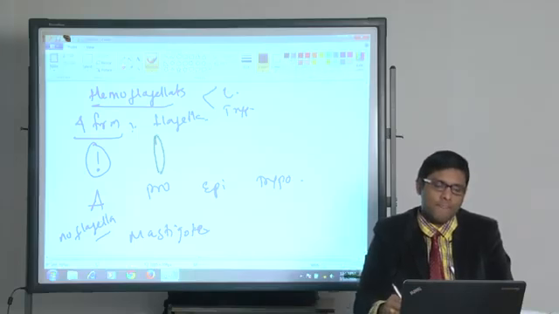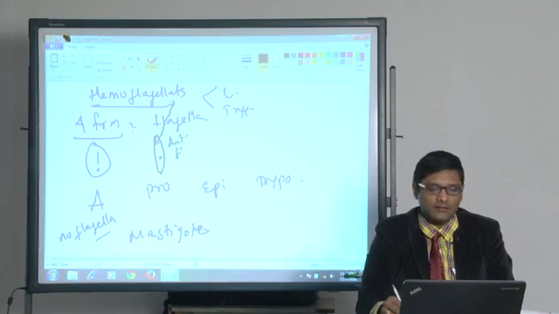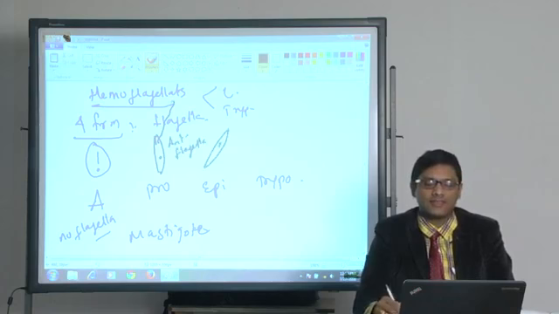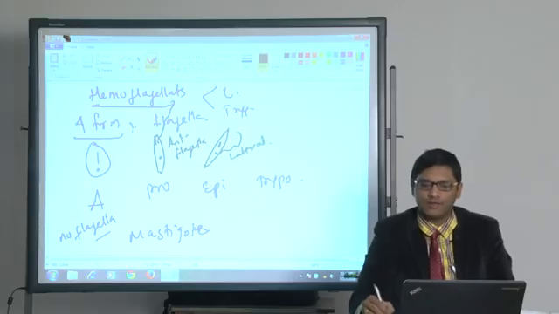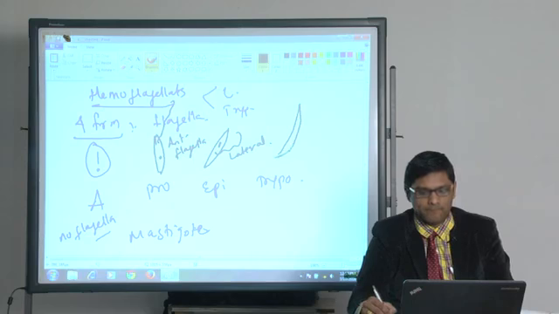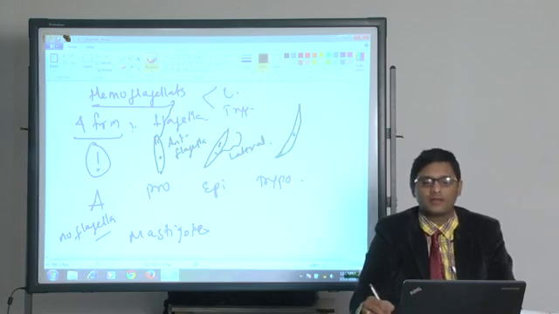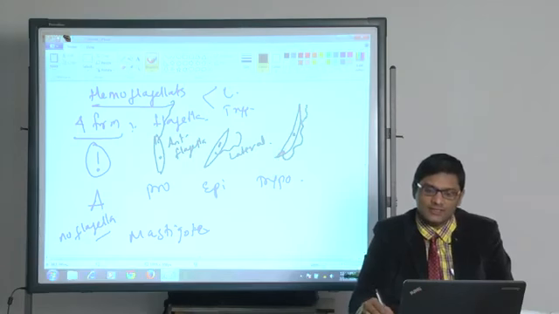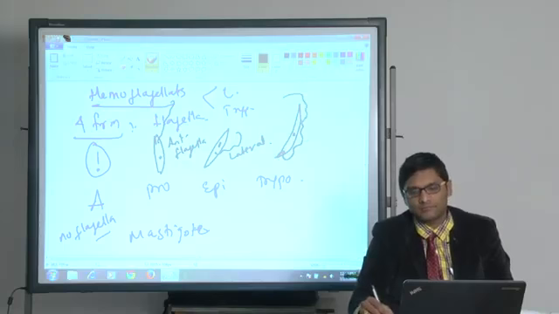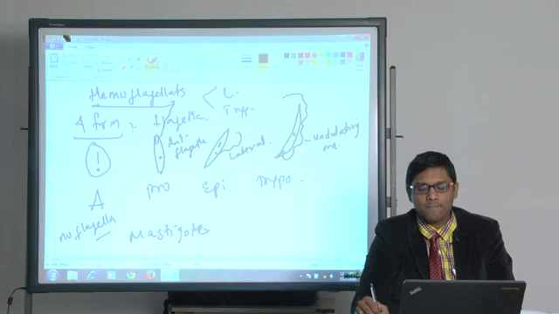Promastigote form: flagella is present anteriorly, anterior flagella. Epimastigote form: flagella arises laterally, lateral flagella. Whereas in the trypomastigote form, the flagella arises posteriorly and traverses as an undulating membrane.